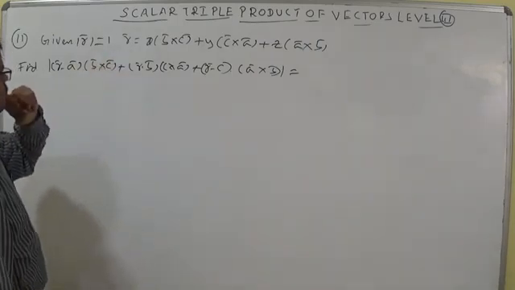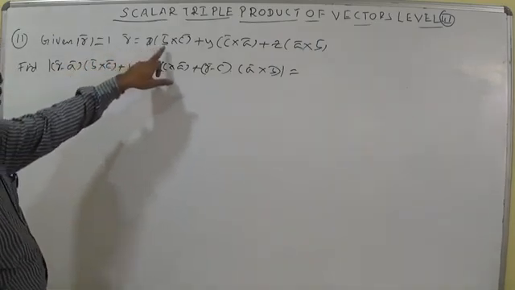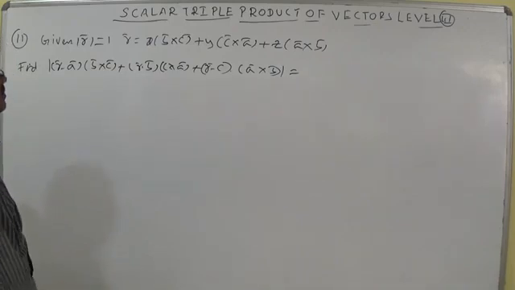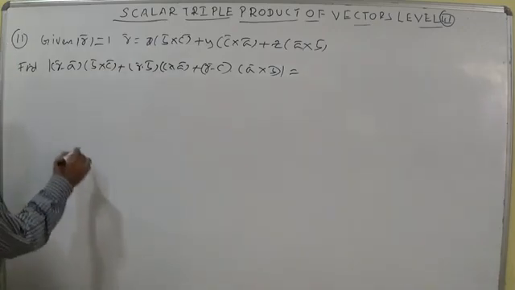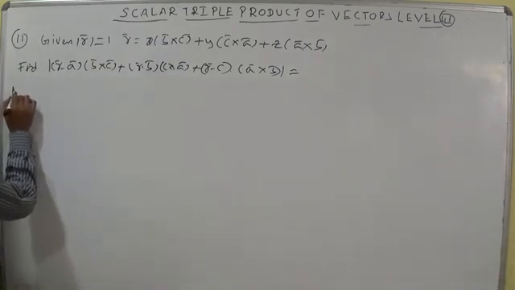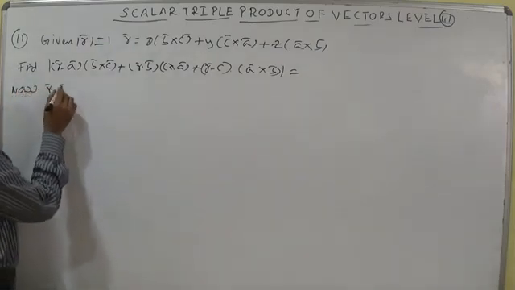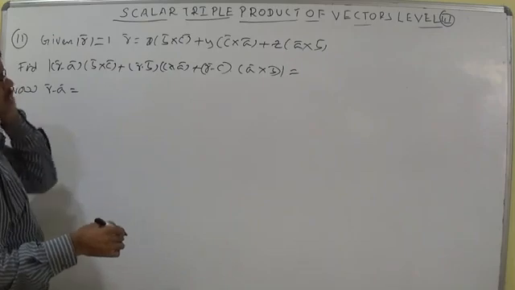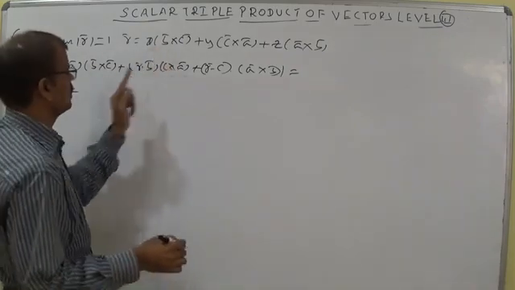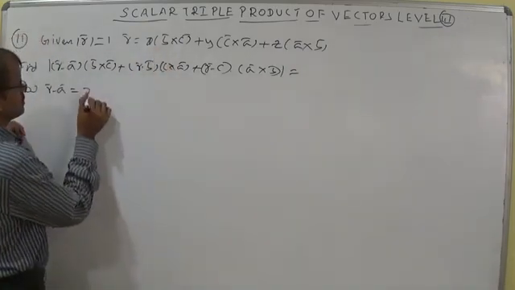Modulus of R bar is 1, given. R is equal to x into B cross C plus y into C cross A plus z into A cross B, given. Now R bar dot A bar, what is it? R bar dot A bar becomes simply x into box ABC.